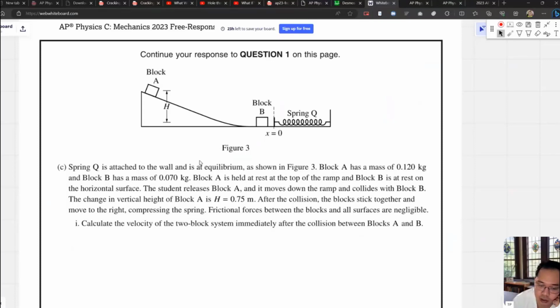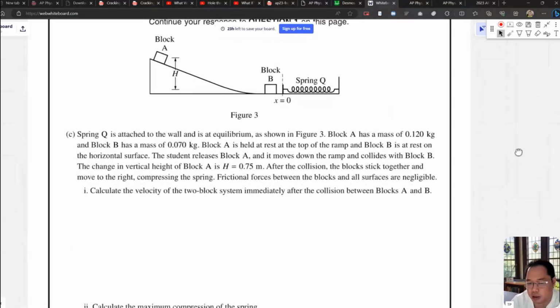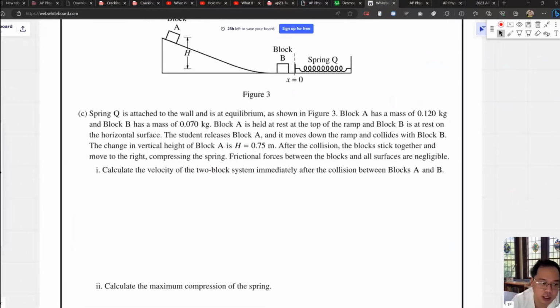Calculate the velocity of the two block system immediately after the collision between block A and B. So for this question, we just need to use the conservation of momentum. Remember that in the two types of collision, including both elastic and inelastic collision, the momentum is conserved as long as the external forces are 0.